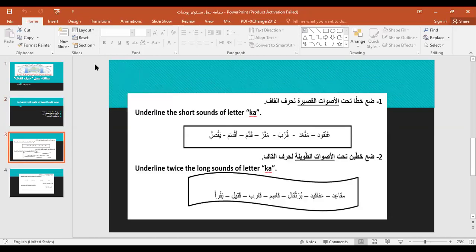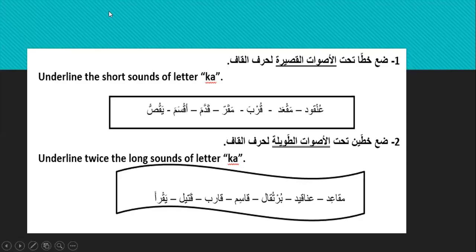Now, let's start with the first question. What does the first question say? Underline the short sounds of letter Qa. So I'm talking about the letter Qa. What are the short sounds of letter Qa? Short sounds, not long sounds.